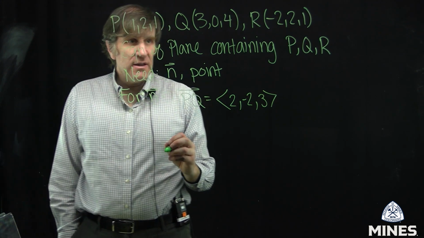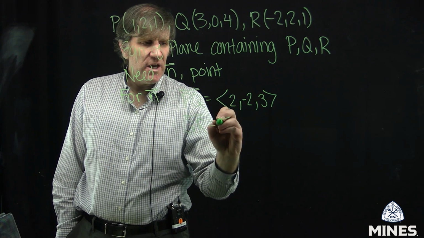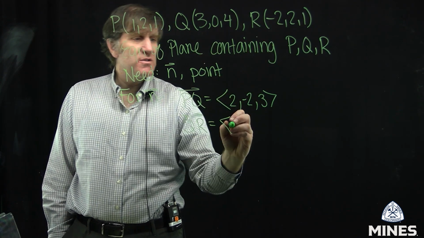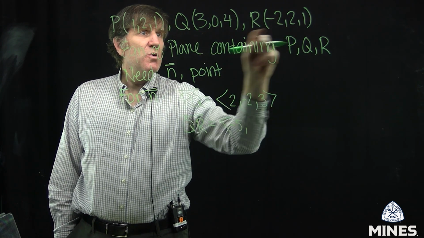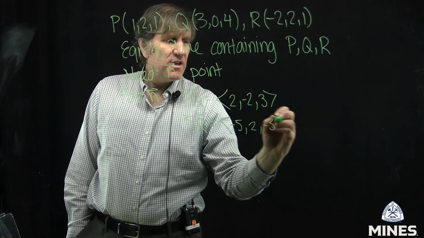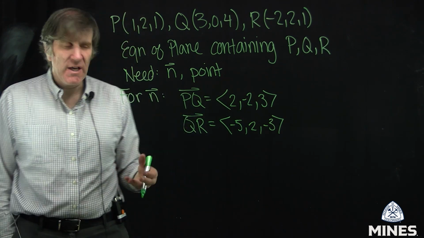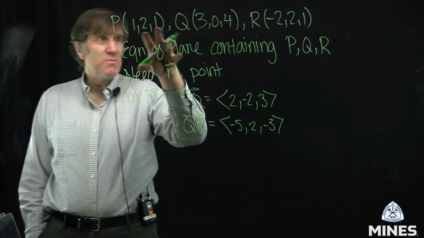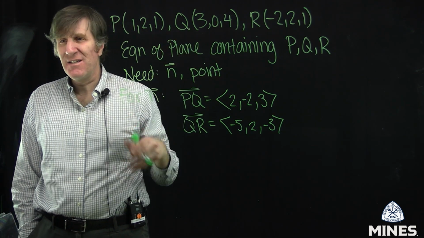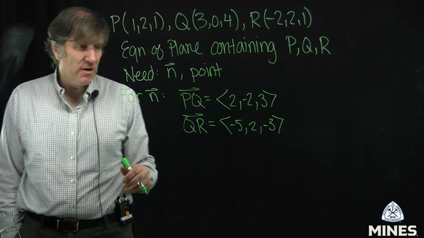Another vector in this plane is the vector QR. We obtain it in a similar way: negative 2 minus 3 is negative 5, 2 minus 0 is 2, and 1 minus 4 is negative 3. So I now have 2 vectors that live in the plane that I'm interested in. These points live in that plane, so the lines connecting these points are also in that plane.